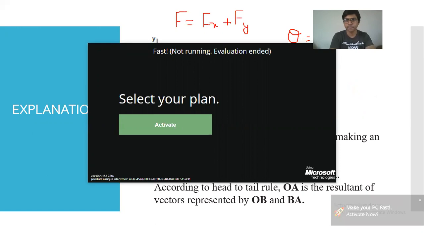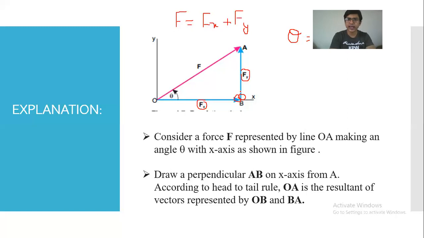Okay, so this is O, this is A, this is B. This is a right angle triangle for you. This side is the hypotenuse, this is the perpendicular, and this is the base. This is F, this is Fy, and this is Fx. So in order to understand the derivation that I'm showing you, you have to keep this figure in mind.